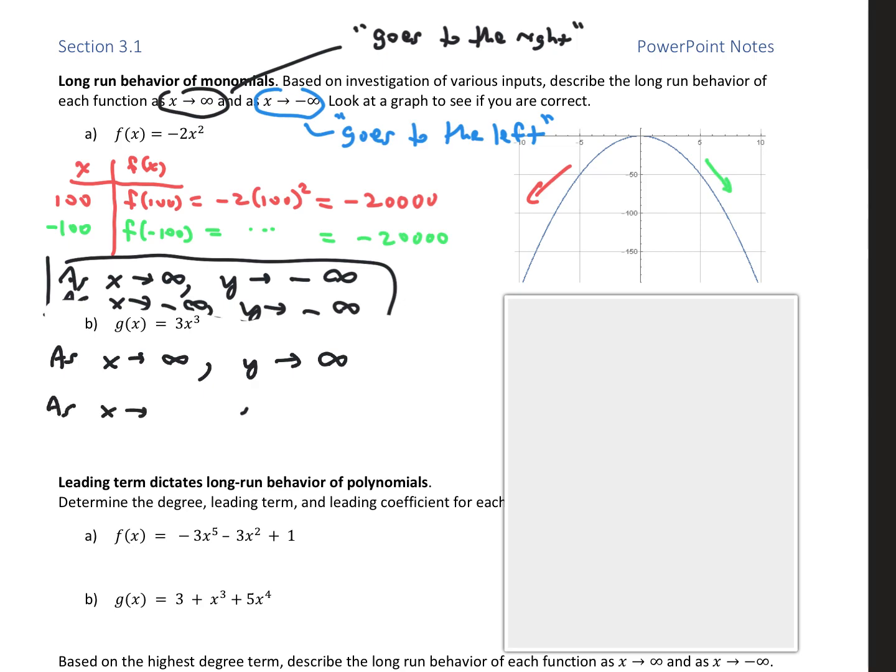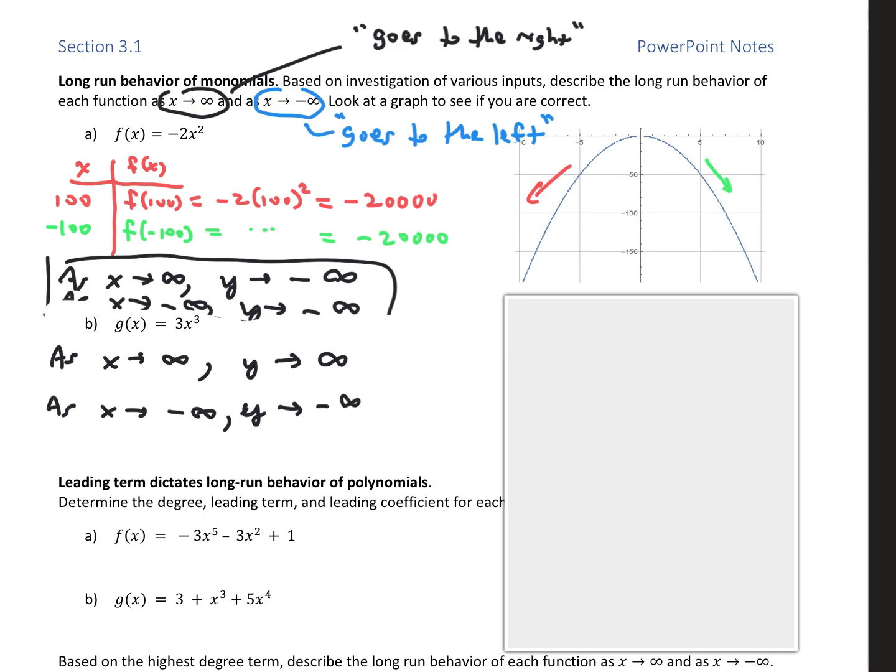As your x's go out to the left, so out past a number like x equals negative 100, then your y coordinates are going to be really, really negative. If you put negative 100 in here for x, you're going to get negative 3 million. So I encourage you to try it on your calculator, but that's what you should see.